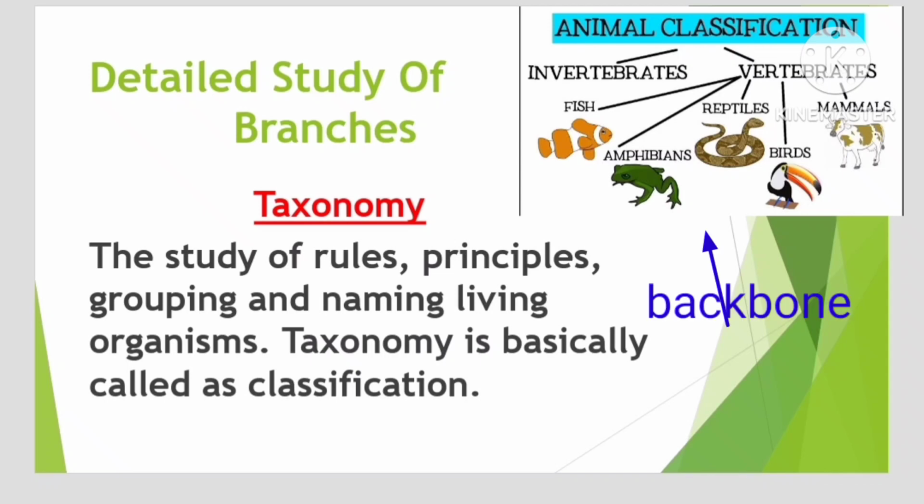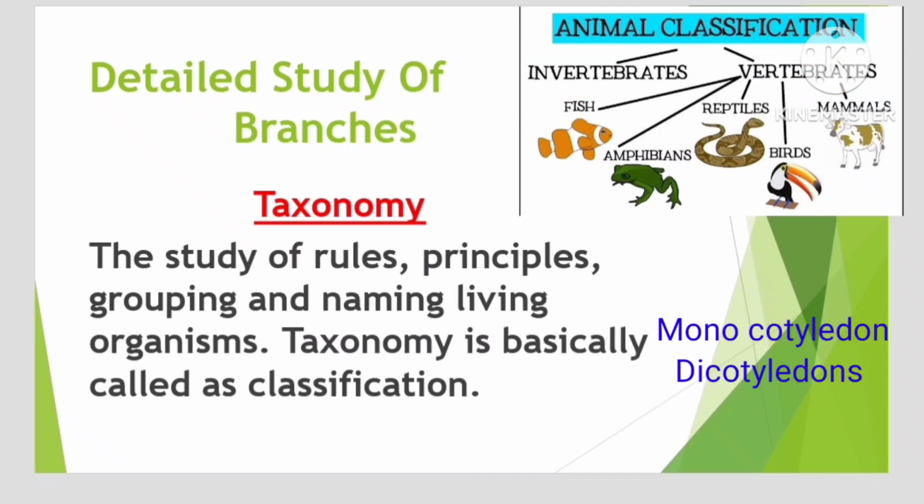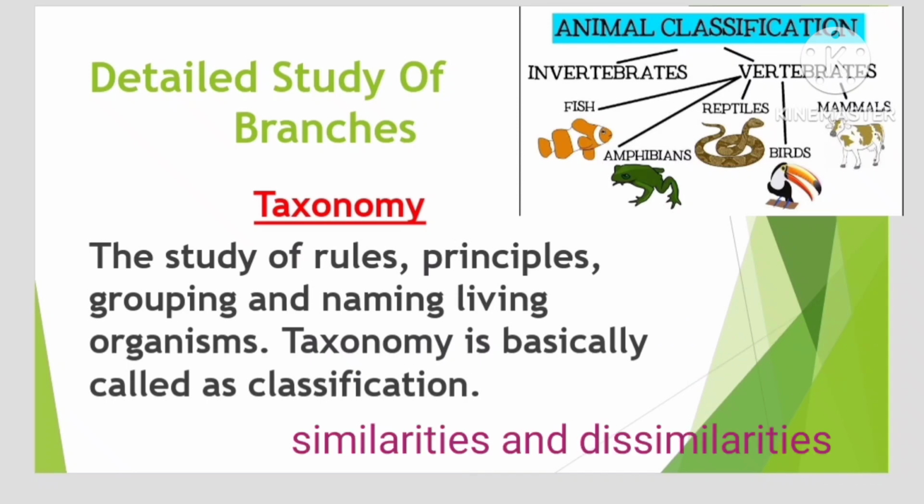Those organisms who have a backbone come under the heading of vertebrates, and those animals which do not have a backbone come under the heading of invertebrates. Similarly, plants are also divided into many categories like monocotyledon, those who have one seed, and dicotyledon, those who have two seeds. So, taxonomy categorizes organisms on the basis of similarities and dissimilarities.